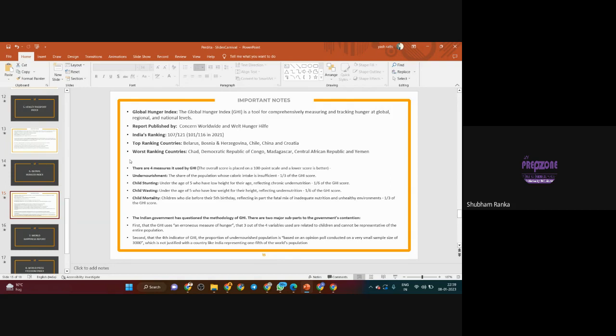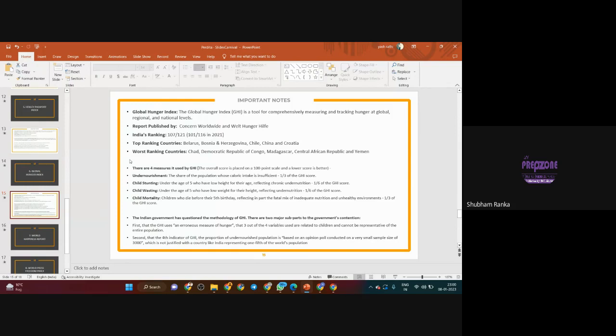So this is also a very erroneous measure because they are taking a very small stratum and reflecting it over the entire population. So that is one problem that we see. And second is that the first indicator, the undernourishment one, is based on an opinion poll that is conducted on a very small sample size of 3,000 people. Which is not very efficient for a country like India.